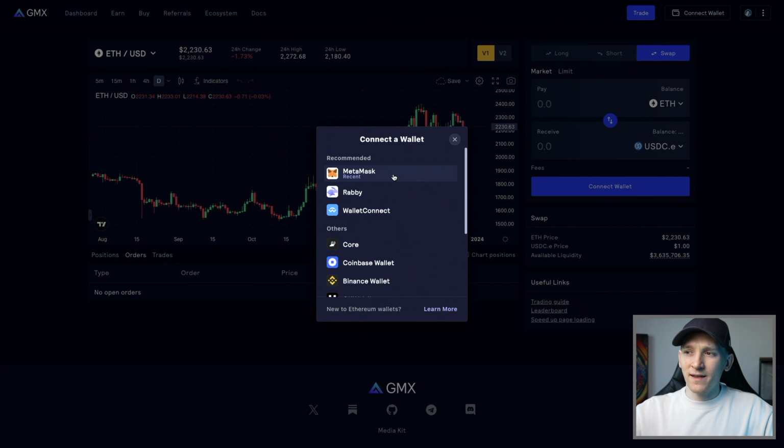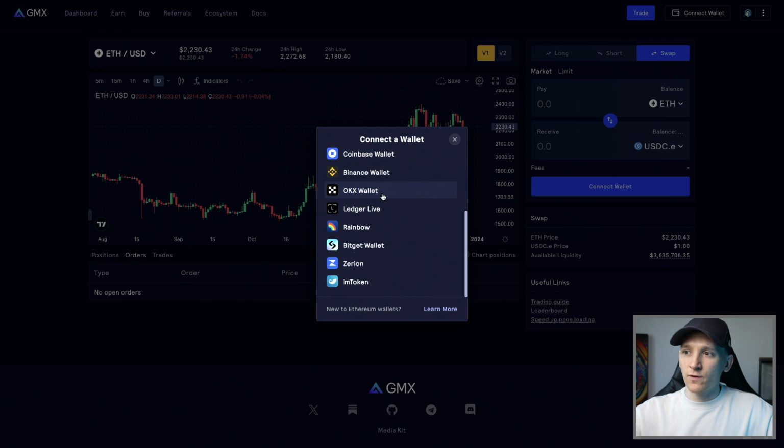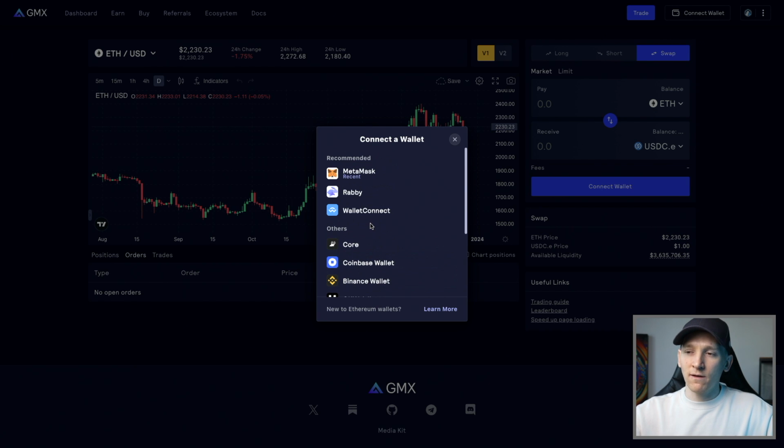If you don't have a wallet set up yet, I'll leave links below to beginner's guides on how to set crypto wallets up. MetaMask is good, Coinbase wallet is good, OKX wallet is great. You can use any wallet though, it really doesn't matter because Ethereum will be supported and then Arbitrum will be supported as well because it's a direct layer 2. We can get ETH into our Arbitrum network very, very easily.